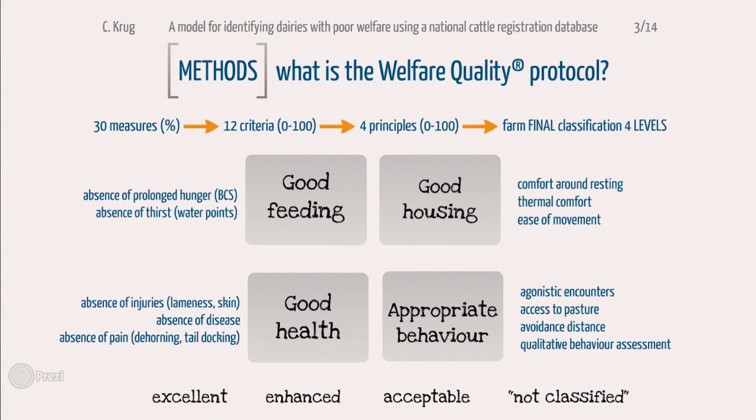After, we use the measures that we took to calculate 12 criteria that you can see in blue, and these 12 criteria are used to calculate a classification of 4 main principles: good feeding, good housing, good health, and appropriate behavior. It is the score of these 4 principles that leads to a final classification of the farm as excellent, enhanced, acceptable, or a farm that doesn't reach the minimal welfare requirements, and so is not classified.